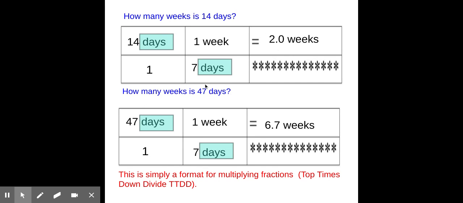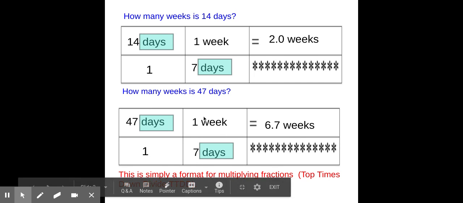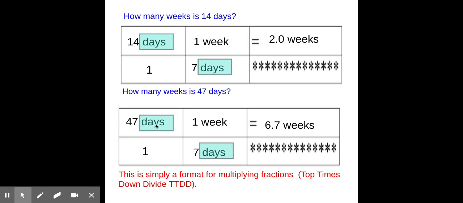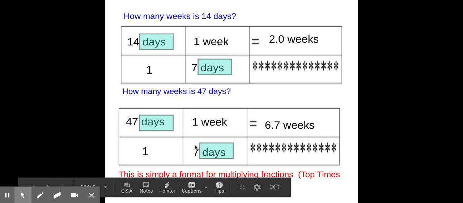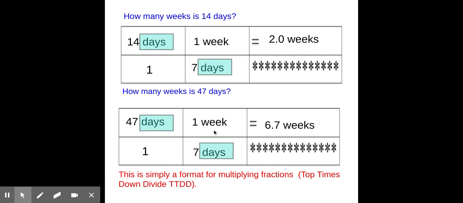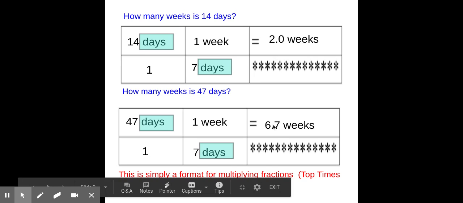Another question here, how many weeks is 47 days? So here's the measurement we're given in the problem. There it is, 47 days. Here's our conversion factor again, 1 week over 7 days, so that the days cancels, top and bottom. If it's top and bottom, the label cancels. Now we top times down divide. So that's how the math works. I take 47 times 1 divided by 7. Of course, if you divide or multiply by 1, it doesn't really matter. So if you just want to take 47 divided by 7, that'll give you 6.7 weeks.